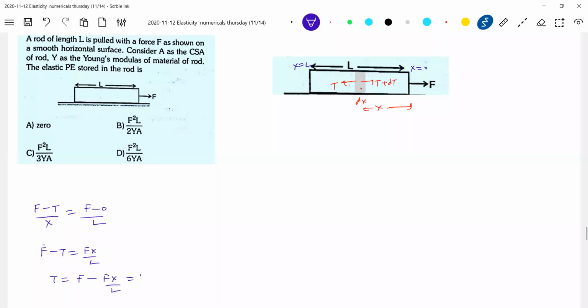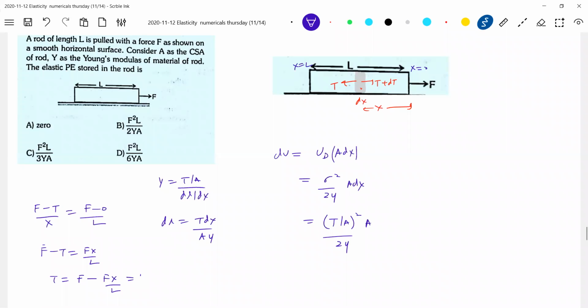Now first we'll calculate the elongation of that small element: dl by dx equals T by AY. We know the expression, so we'll calculate the total elongation. Now he's asking for energy. For energy, what is the method? dU should be equal to energy density into volume. Volume is A dx. Energy density is sigma squared by 2Y. Sigma is the tension, T by A. So dU equals (T by A) whole squared by 2Y, times A dx. Integrate this from 0 to L and you'll get the total energy.